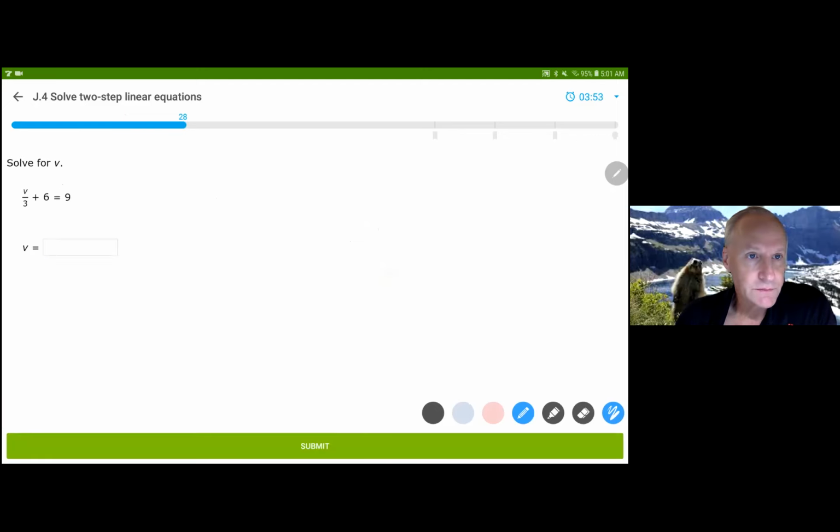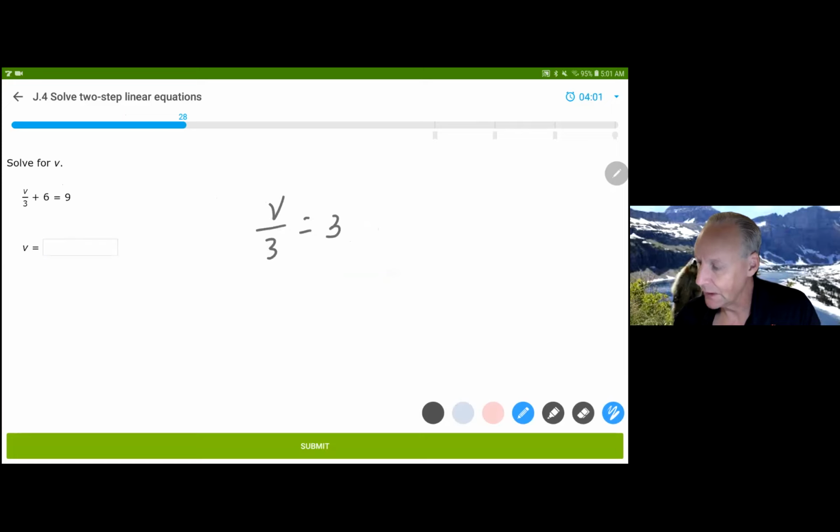We're going to subtract 6 and then multiply by 3. If I subtract 6, I get V over 3 equals 3. And if I multiply by 3 on both sides, I get V equals 9. One way to think of this is that this could also be thought of as a proportion and that you're cross-multiplying. Cross-multiplying really is doing this. It is the exact same thing. V equals 9.